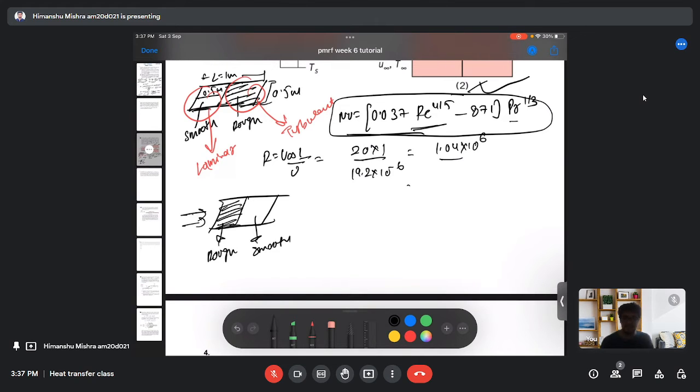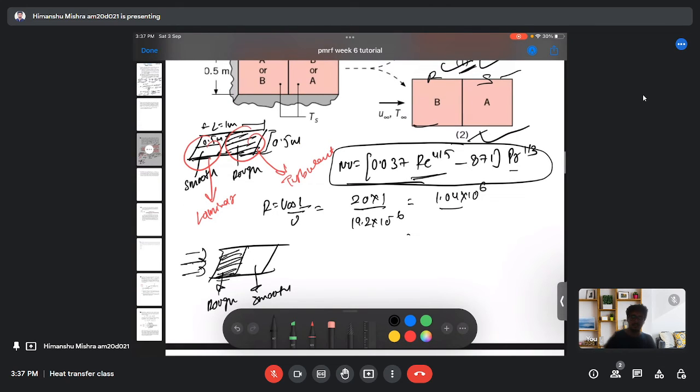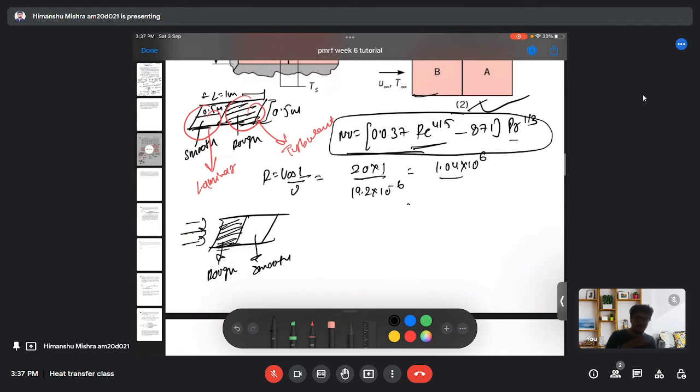In the second case, there is a rough surface first. So air will encounter the rough surface first. That means air will become turbulent at the first patch itself. And when it reaches the smooth surface, it will still be turbulent flow. So we will be using the Nusselt number correlation for the turbulent flow.